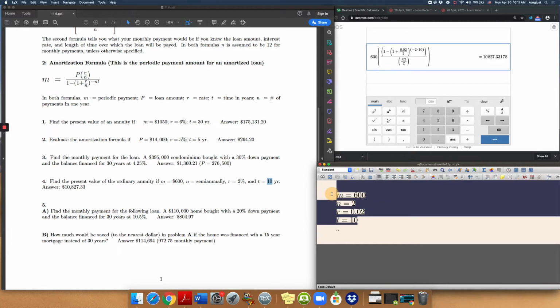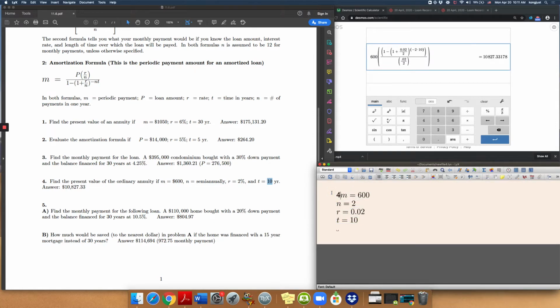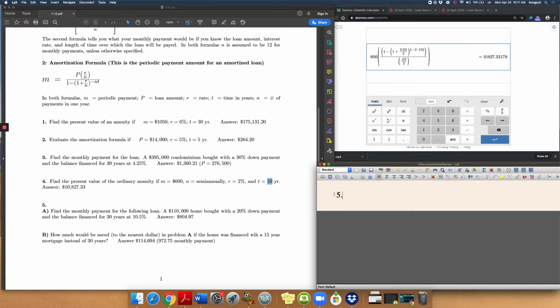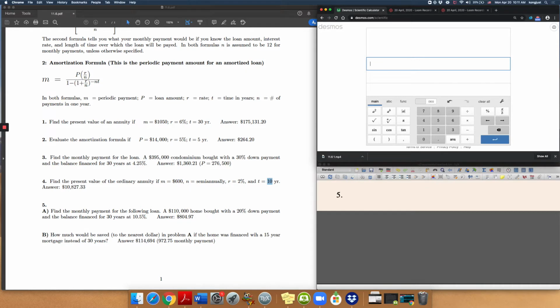Alright, last question. So that was number 4 just now that we did. Now we're moving on to number 5, last one. Find the monthly payment for the following loan: $110,000 with 20% down payment. So this is similar to the other home loan question. $110,000 times 0.2, and then we subtracted that from 110,000. So you get 88,000.